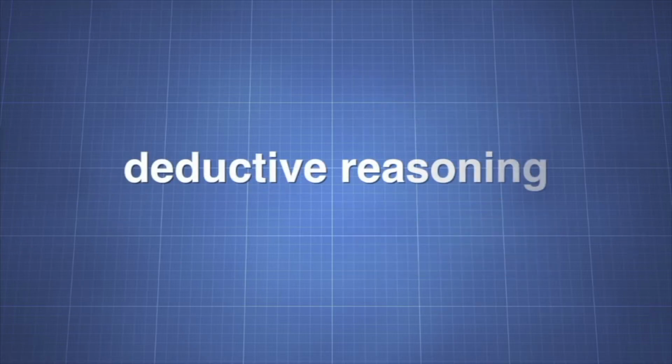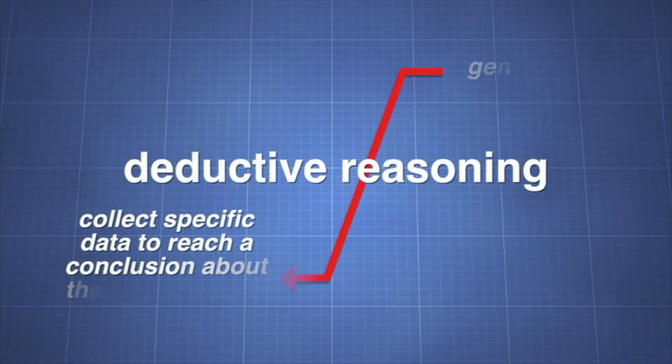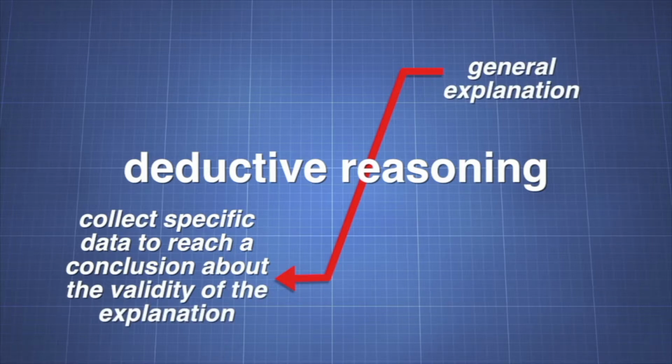Once the hypothesis is formed, it is tested using deductive reasoning. Think of deductive reasoning as a top-down approach. From a general explanation, we collect specific data to reach a conclusion about the validity of the explanation.